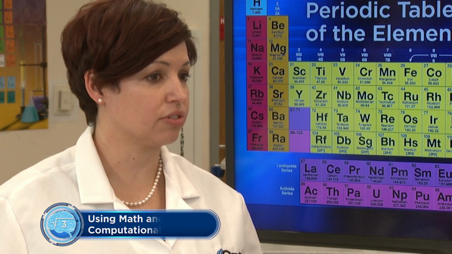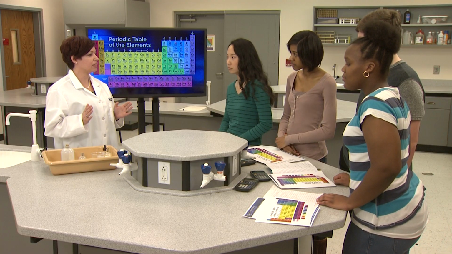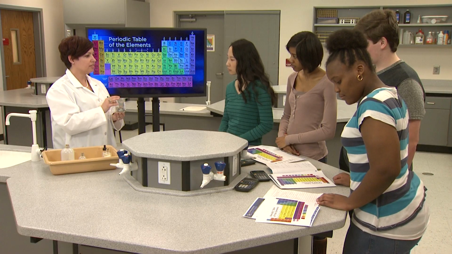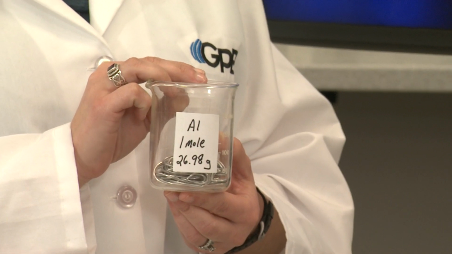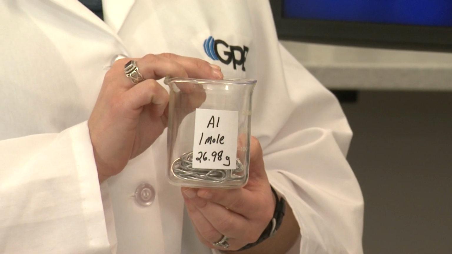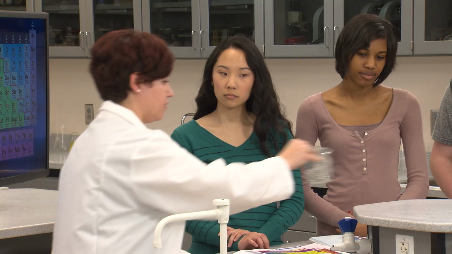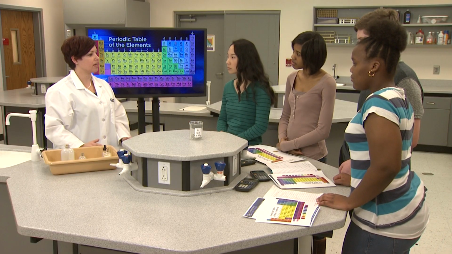So what I have here in this box are several samples of substances that are exactly 1 mole. For example, this is a mole of aluminum. Okay, notice it has its mass written there on the outside of the beaker. So what does it say? 26.98 grams. Right, very good. So 1 mole of aluminum atoms has a mass of 26.98 grams.